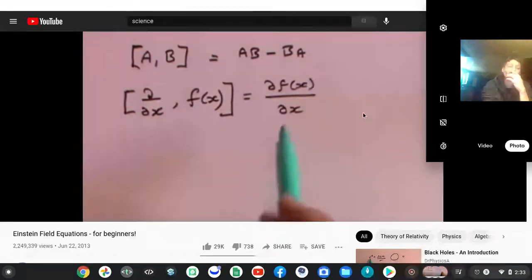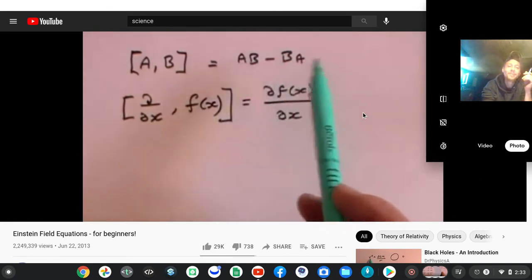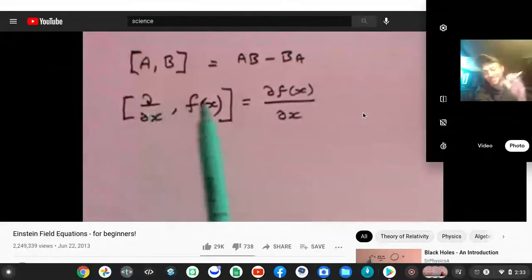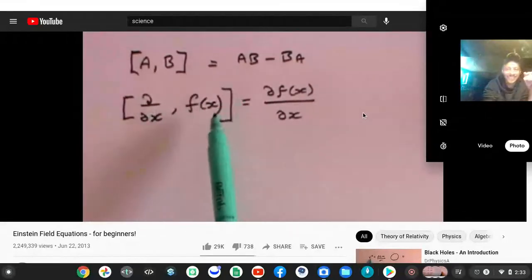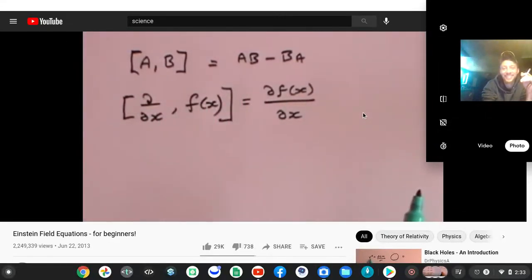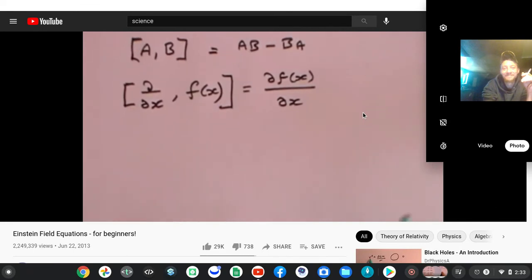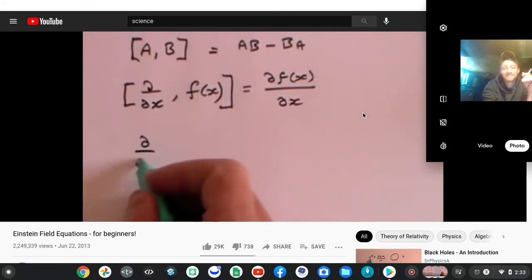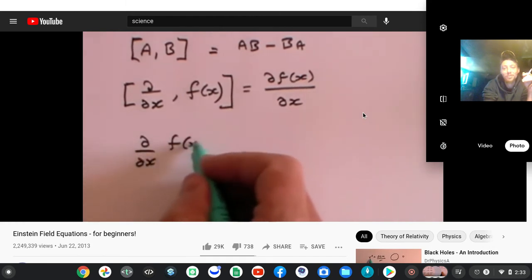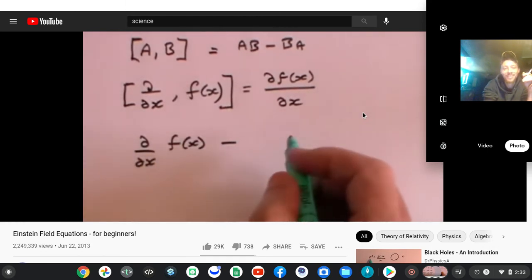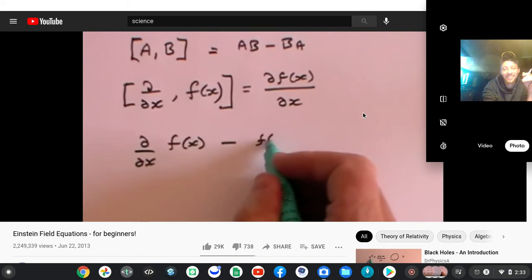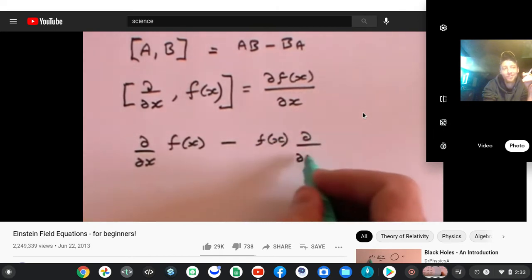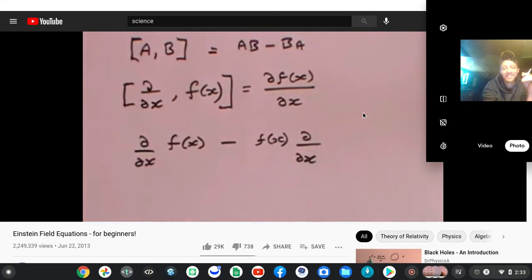Remember that the commutator is AB minus BA, so it's going to be that times that minus that times that. So let's just write that out. That's going to be d by dx of f(x) minus f(x) times d by dx. Now you've got to apply a d by dx to something, so let's just call it v.